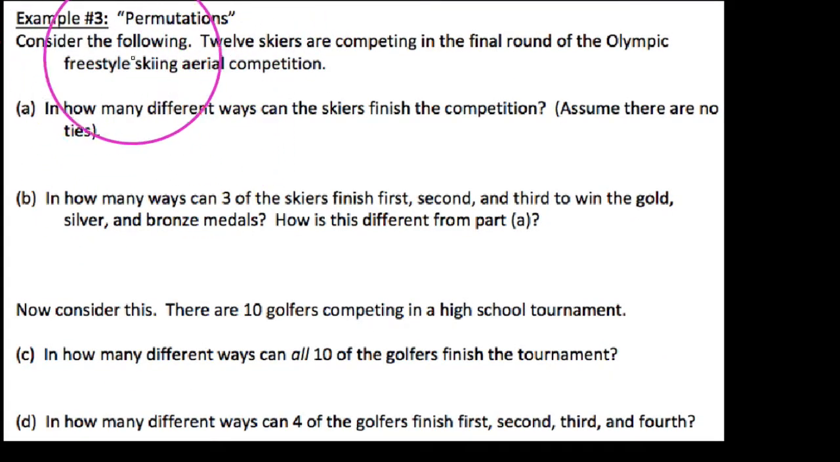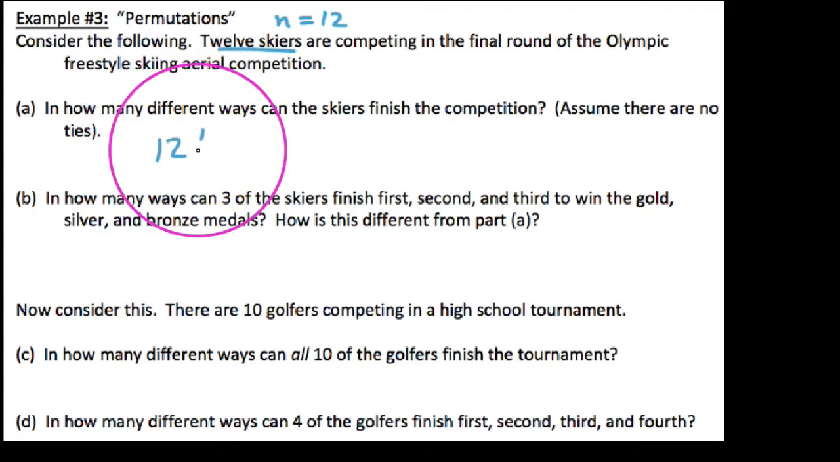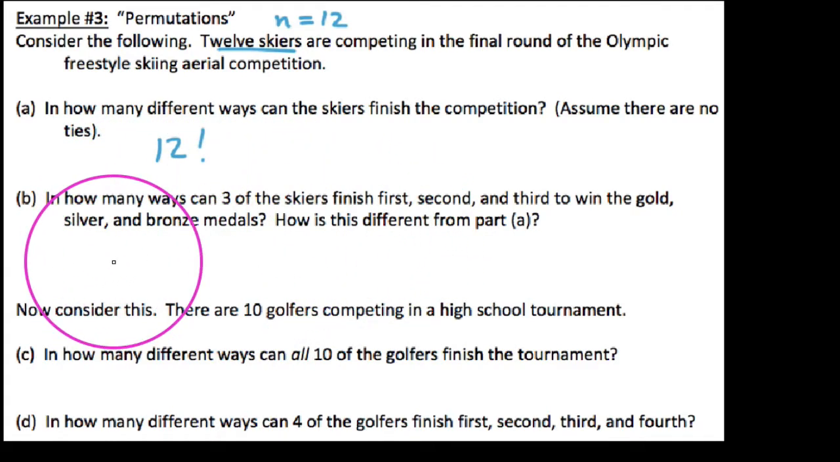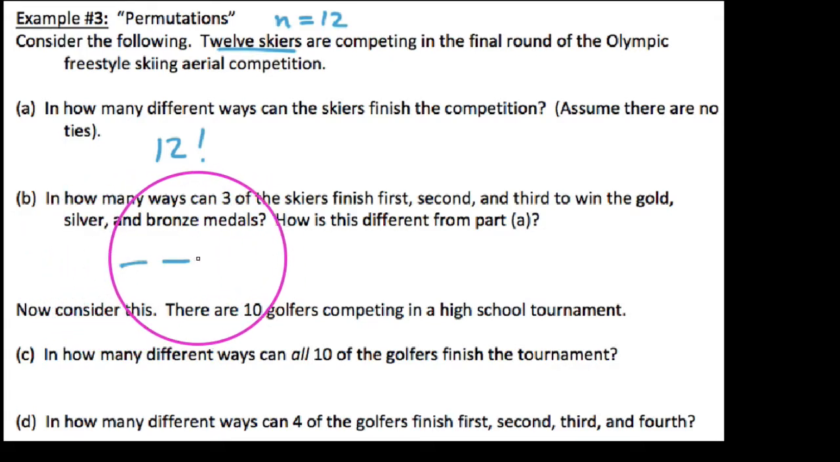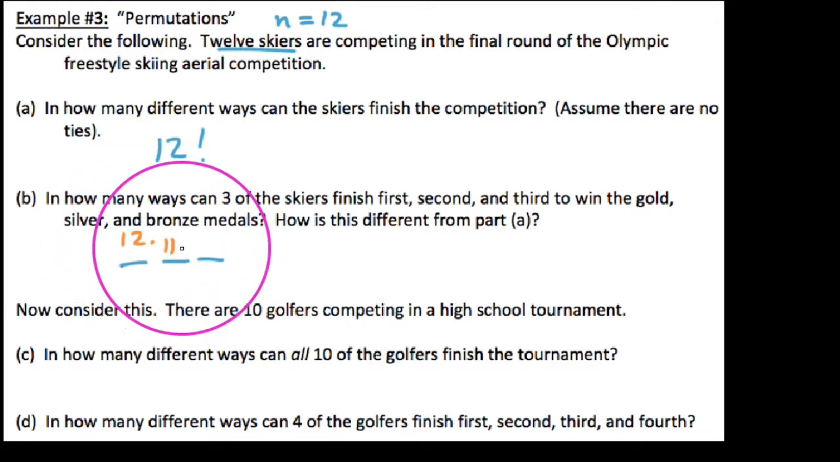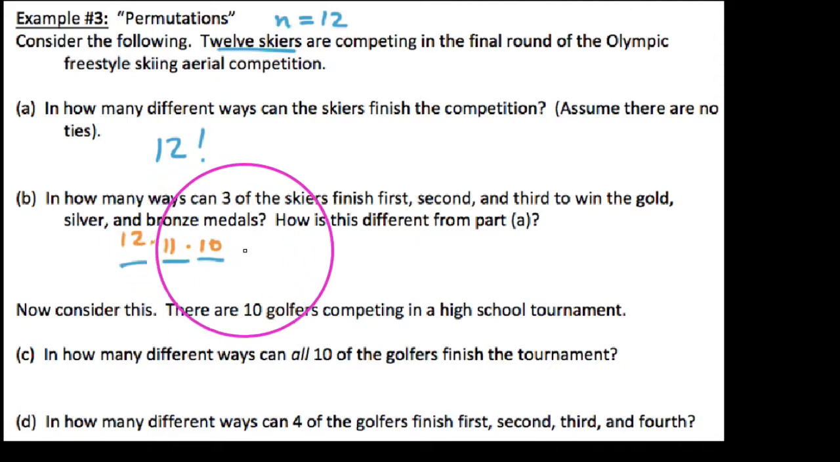In the last instance, we said consider the following. We had 12 skiers, so there are 12 total objects here, and they're competing in the final round of this Olympic competition. It says, in how many different ways can the skiers finish the competition? Well, remember, if we have 12 total objects and we wanted to rearrange all 12 at a time, we could just say it's 12 factorial. But in the instance where we said, in how many ways can 3 of the skiers finish first, second, and third to win the gold, silver, and bronze, order matters here. So we are talking about a permutation, and using the fundamental counting principle, we said 12 people could finish first, but then there are only 11 people that could come in second, and then 10 people to choose from to finish third.